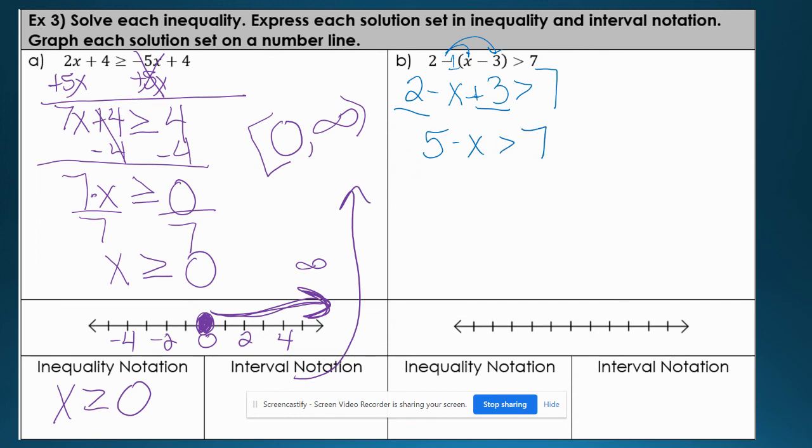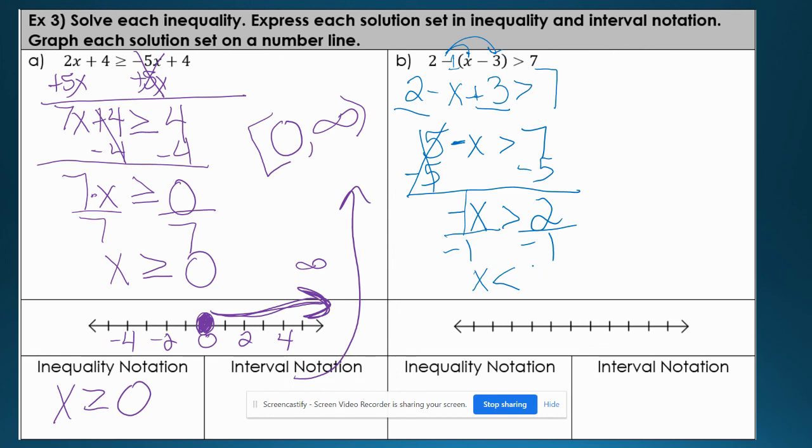Now we can use backwards PEMDAS. This is a positive 5. The opposite is to subtract 5 from both sides. 5 minus 5 is 0. Please don't forget to bring this minus along with the x because that is a negative x. We subtracted, not multiplying or dividing, so we don't change the direction of that inequality. And 7 minus 5 is 2. This is a negative 1 times x. The opposite is to divide both sides by negative 1. So we have now positive 1x. We divided by a negative, so our sign has to change directions. And 2 divided by negative 1 is negative 2.